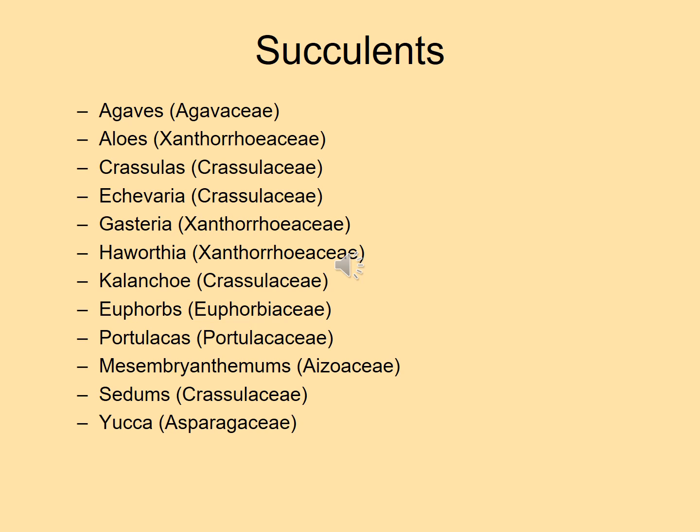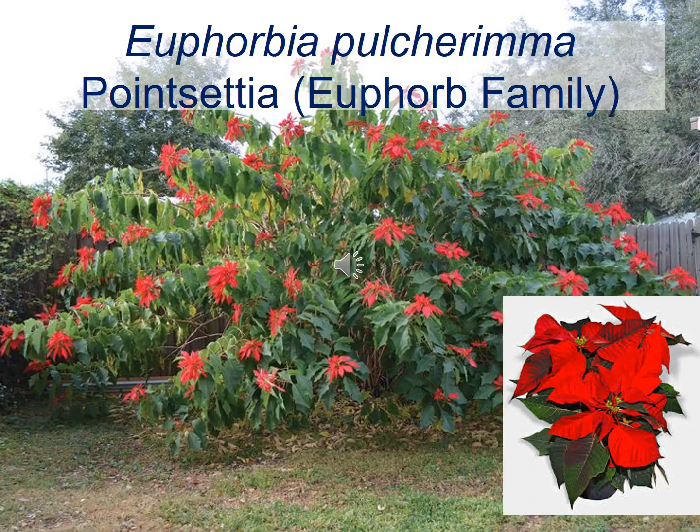And if they are, then they require some of the same propagation techniques that we're going to be discussing soon. Here's a very well-known succulent plant, the poinsettia. It's from the euphorb family. Its scientific name is Euphorbia pulcherrima.